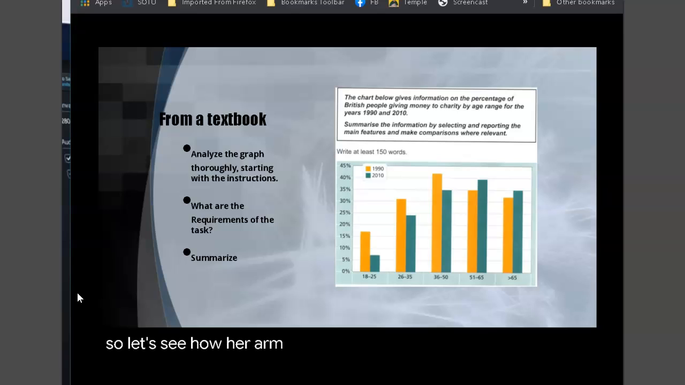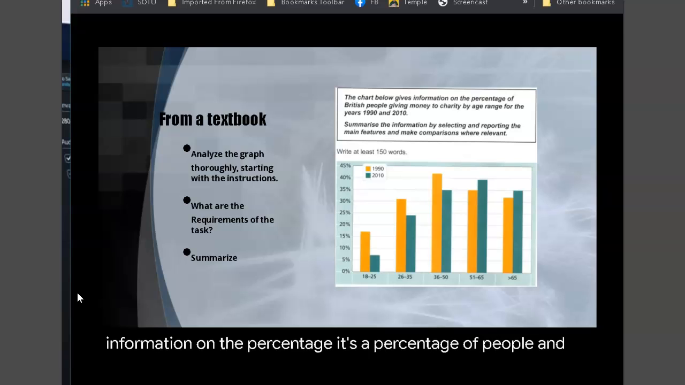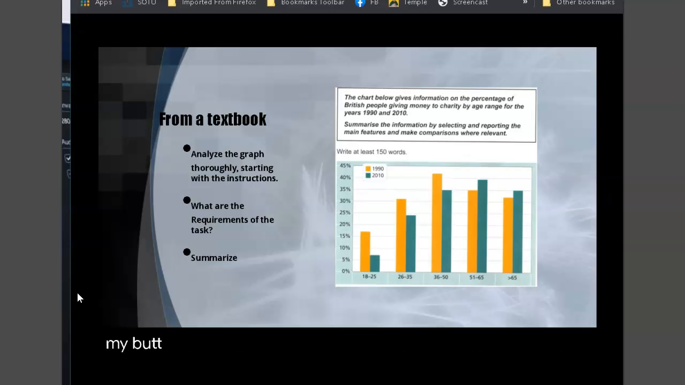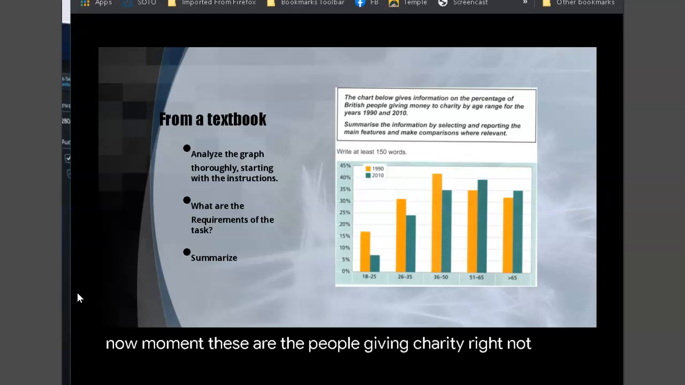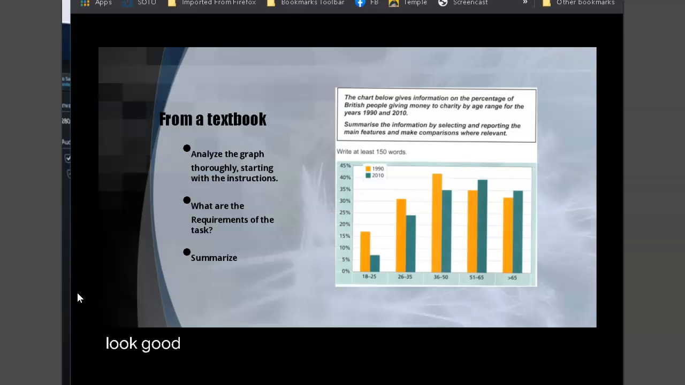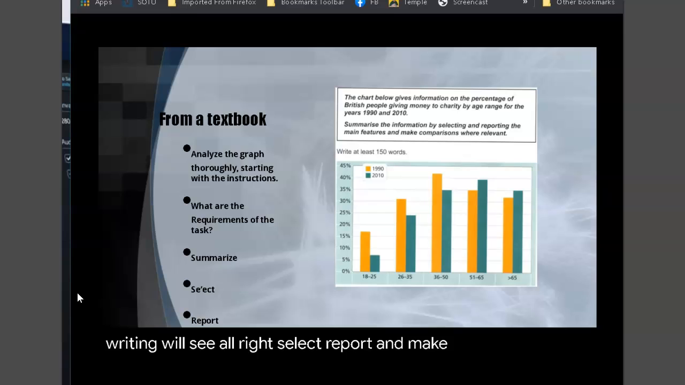So let's see how. The chart gives information on the percentage. It's a percentage of people. Hence the percentage sign next to the numbers on the left-hand column. And of rich people giving money to charity by age range. Now, these are the people giving charity, right? Not the people receiving charity. For the years 1990 and 2010. Well, we'll get to this when we get to the writing. We'll see. All right. Select, report, and make comparisons.